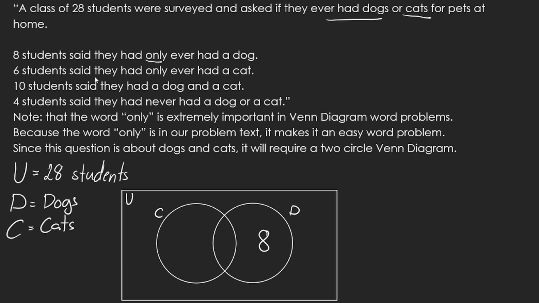Continuing on, 6 students said they had only ever had a cat, meaning 6 students exclusively owned cats. Then we have 10 students who said they had a dog and a cat, meaning they owned both cats and dogs. 4 of which said they never had a dog or a cat. We will put them outside these 2 circles. And there's an example of a 2-circle Venn diagram.